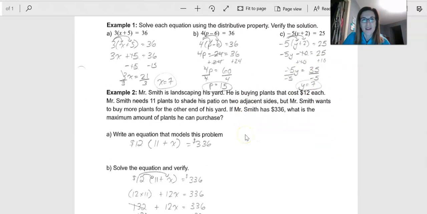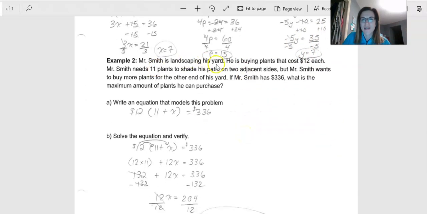All right, here's another problem. Mr. Smith is landscaping his yard. He's buying plants that cost $12 each. Mr. Smith needs 11 plants to shade his patio on 2 adjacent sides, but Mr. Smith wants to buy more plants for the other end of his yard. If he has $336, what is the maximum amount of plants he can purchase?